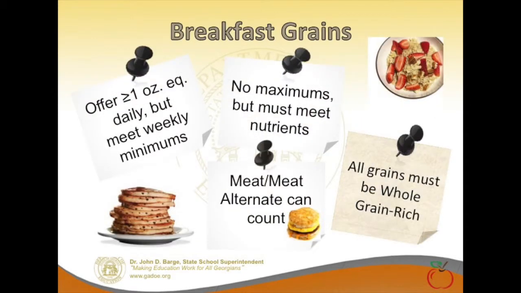So let's talk about breakfast grains. Remember, for all grades, you must offer at least 1 ounce of grains daily. However, on a given day, you will need to offer more to meet the weekly minimums. Once you meet the 1 ounce of grains, you have the flexibility to offer meat alternate in place of grains to meet the weekly totals. Remember that all grains served must be whole grain rich, unless it is an extra item like the enriched grits that we mentioned before.